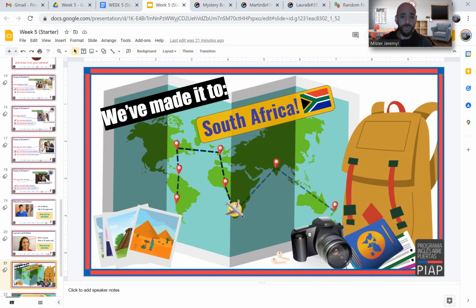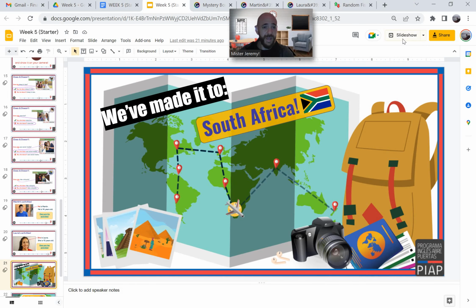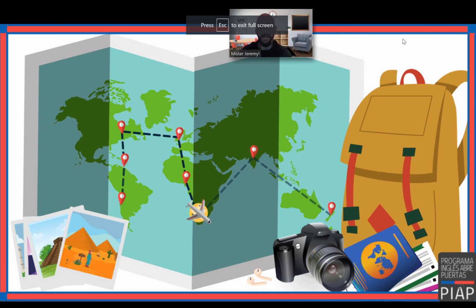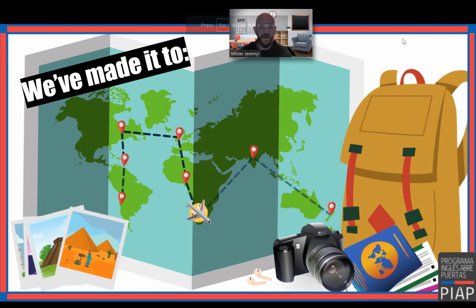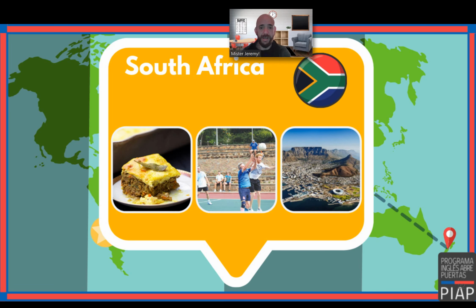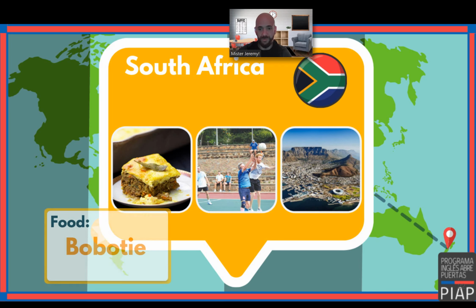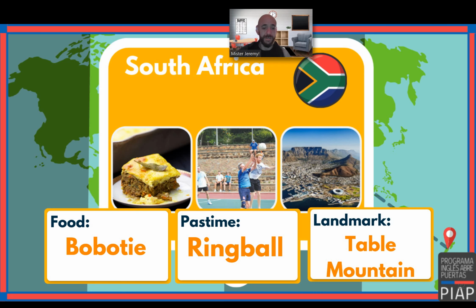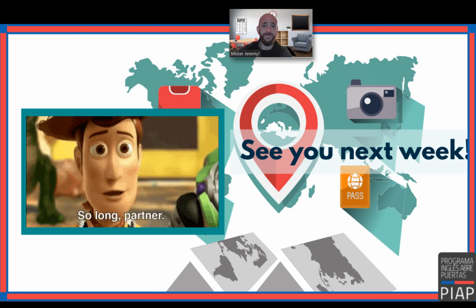After that, we'll show them that we have made it to South Africa. And we'll do our usual thing of talking about the different features of South Africa. So we have Boboti, we have Ring Ball, and we have Table Mountain. So everyone, that is week 5.